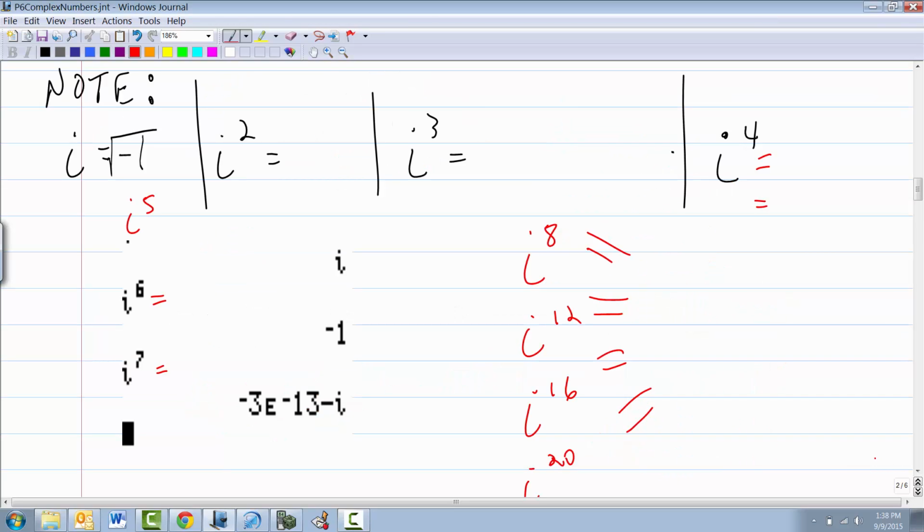Okay, first things first, now we're going to go down and break down i. All right, what's i? Say it. Square root of negative 1. Now we should be able to say, what's i squared? That's negative 1. And I cannot overemphasize the difference between the two.